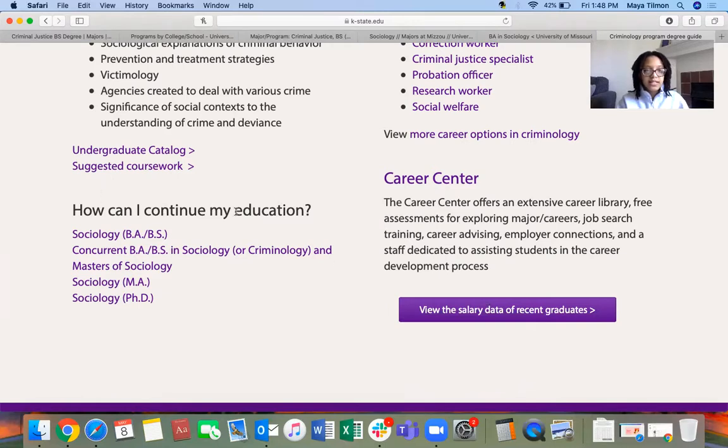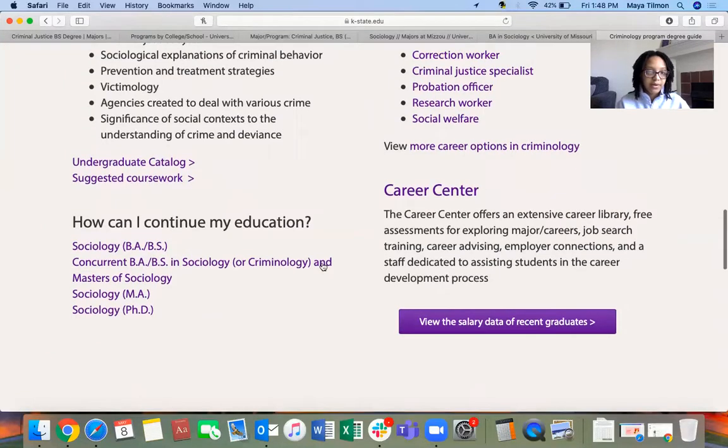And then how can I continue with my education? So say you do your bachelor's in criminology and maybe you want to go back to school to get a master's, or maybe you want to do a double major and graduate college with 2 degrees at the same time. Here's some other options. So they suggest doing sociology. They even have a program where you can graduate with your bachelor's in sociology and your master's in sociology all at once. Those are normally 5-year programs. So that's also a great option if you want to do that.